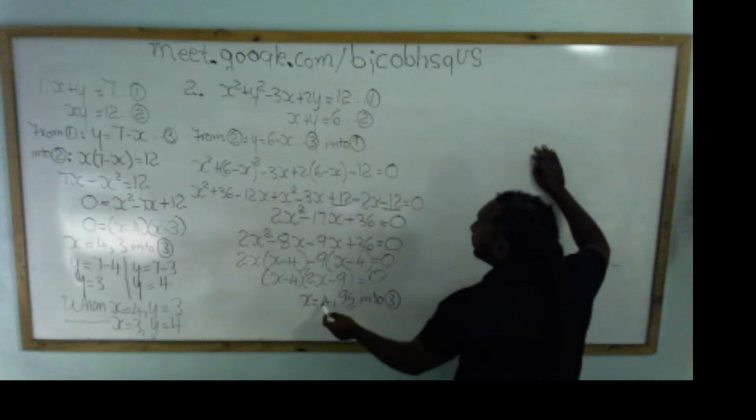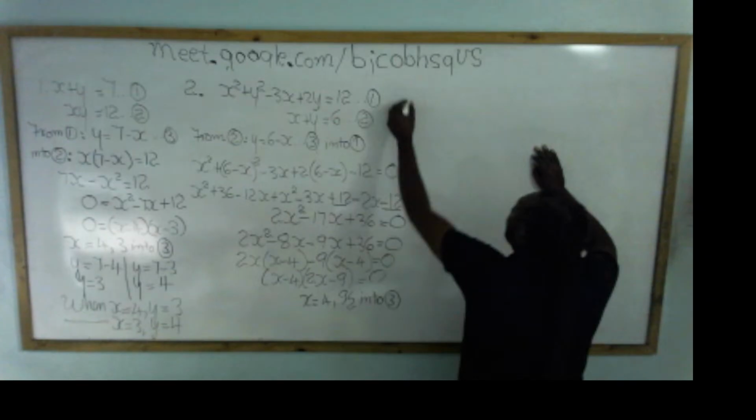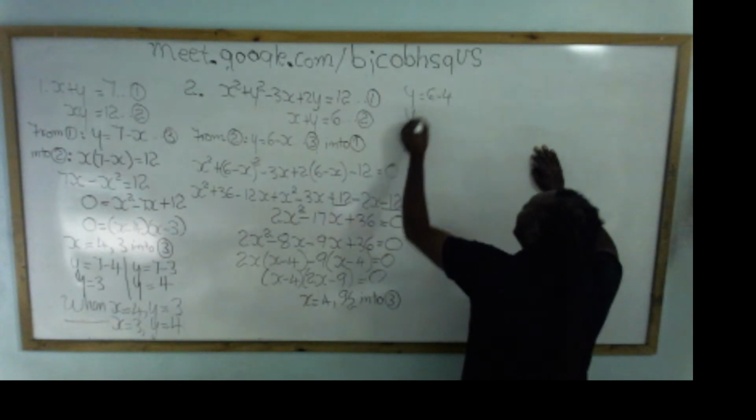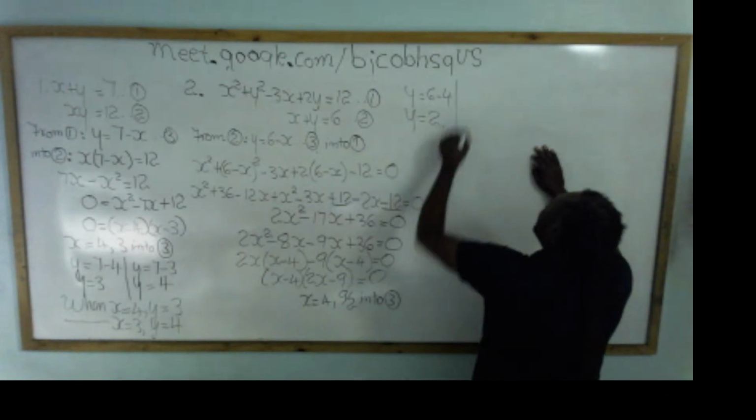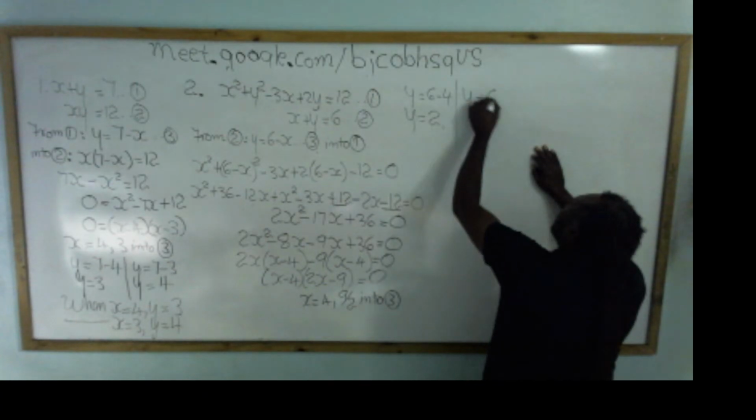So y is equal to 6 minus 4. So y is equal to 2. Next one. y is equal to 6 minus 9 over 2.